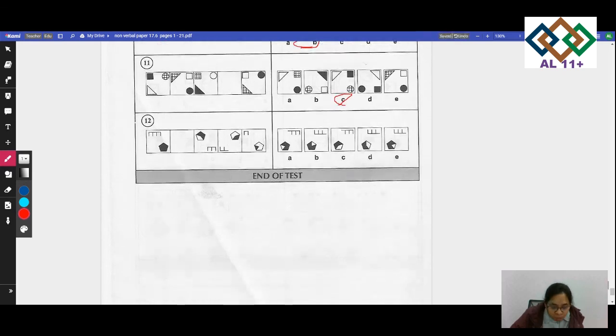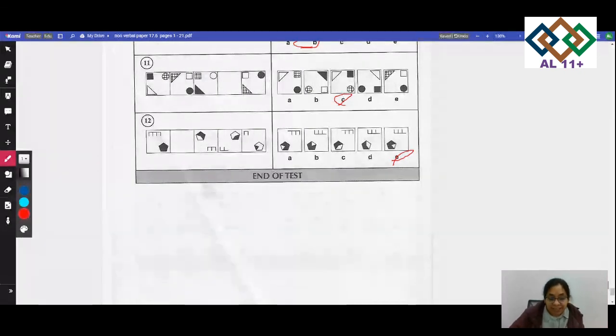And the last one is 12. In each series square, the pentagon fills with white by 1/5 of its area and moves clockwise to the next corner of the series square. So it's moving 1/5 again to the next one. Or I would say that if you look at the way it's moving, the shading is also changing. It's full shaded, half shaded. This goes up, this goes down. So the answer for this one is E.